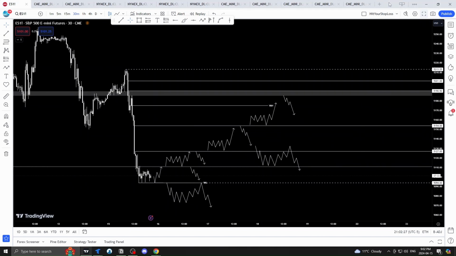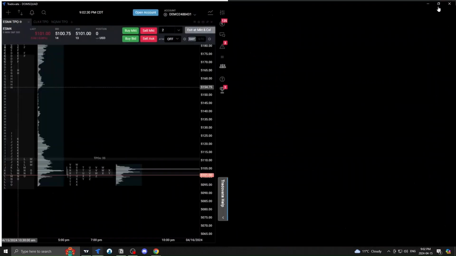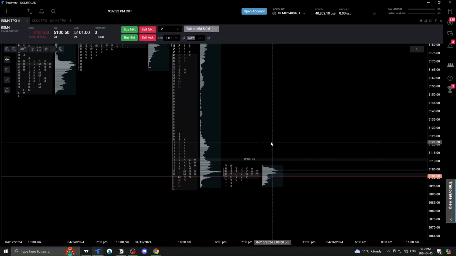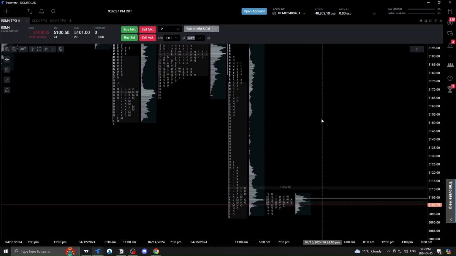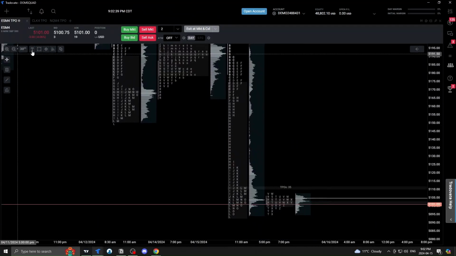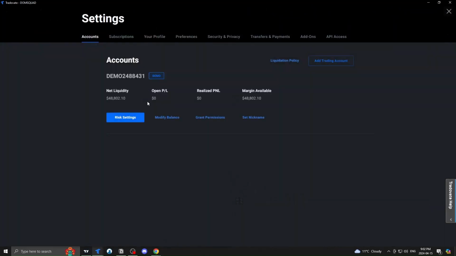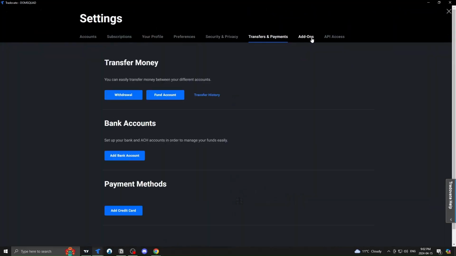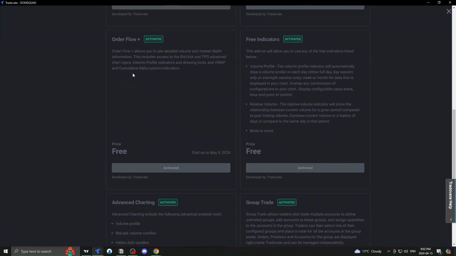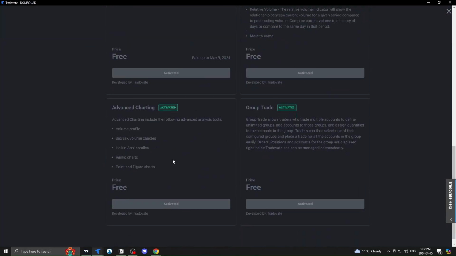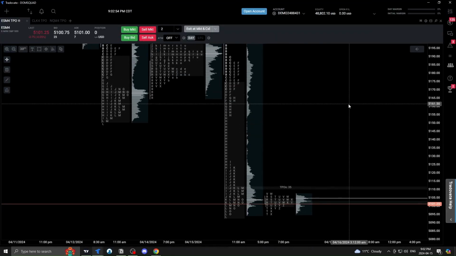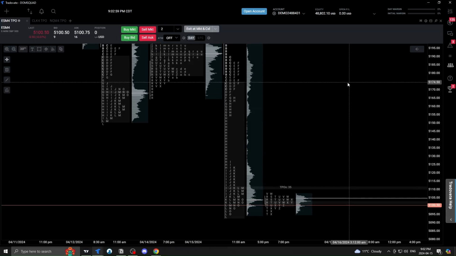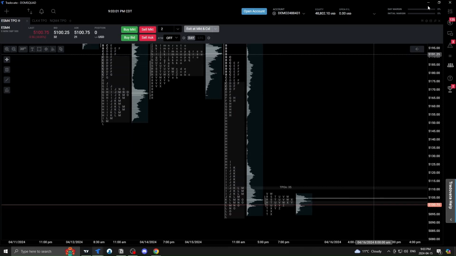I'd also like to take a look at, if you want, my TPO. I just use a Tradovate TPO. It's pretty simple. They give you free data or level 2 data. So if you just go into application settings, look for add-ons, and you activate order flow and advanced charting, they'll give you all of this cool stuff for free that you would normally have to pay a lot of money for.